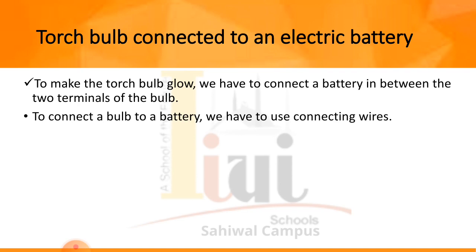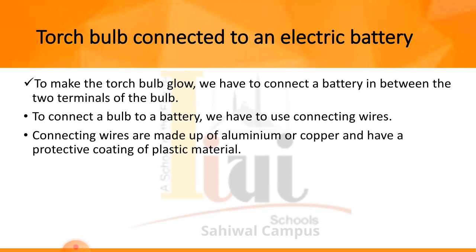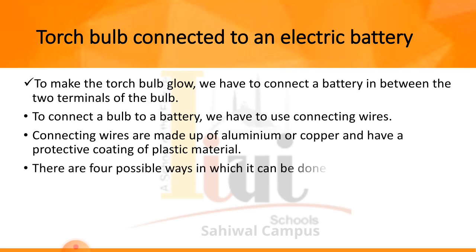These connecting wires that are used to connect a bulb to a battery form a complete circuit. Connecting wires are made up of aluminium or copper. These are two metals and have a protective coating of plastic material. So the connecting wires are basically made up of aluminium or copper and have a plastic covering that acts as an insulator. There are four possible ways in which it can be done in a circuit. So the connecting wires made up of aluminium or copper with a protective plastic coating that acts as an insulator can be used to connect a torch bulb to a battery.